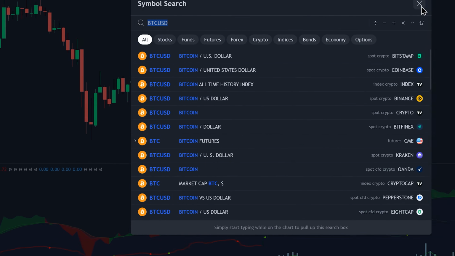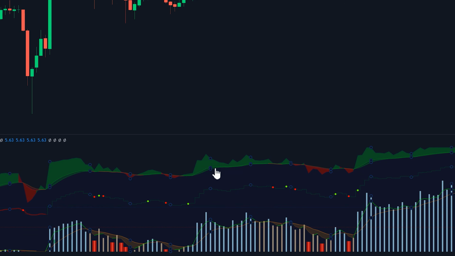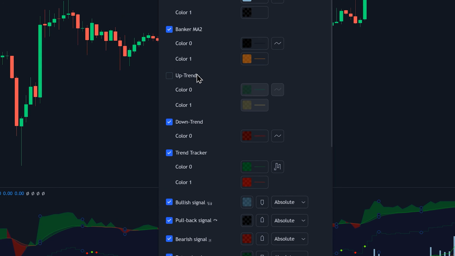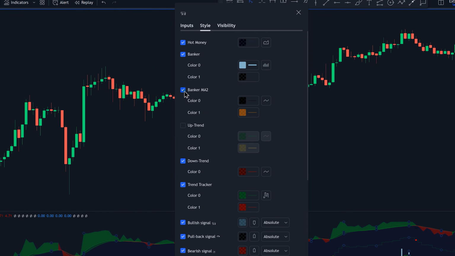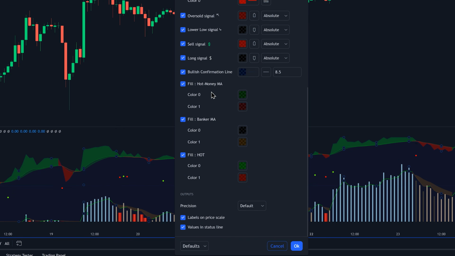Now, before we go over what this indicator does, let's just double click on it so we can clean it up a bit. On the style tab, you want to disable the Banker MA2, the uptrend, the downtrend, and the trend tracker options. And then scroll all the way down, and here you want to disable the Fill Banker MA option, and then click OK.